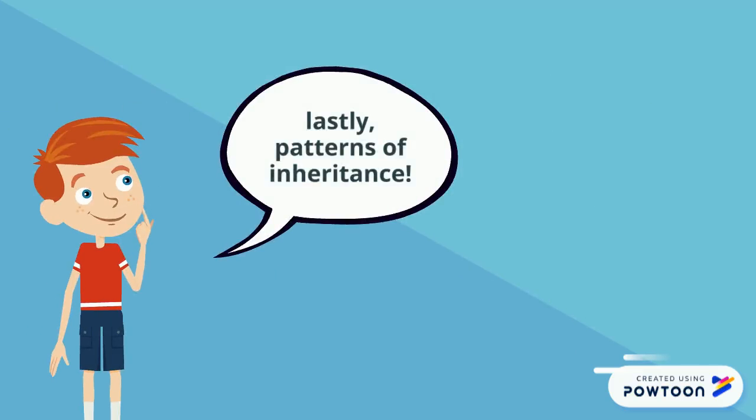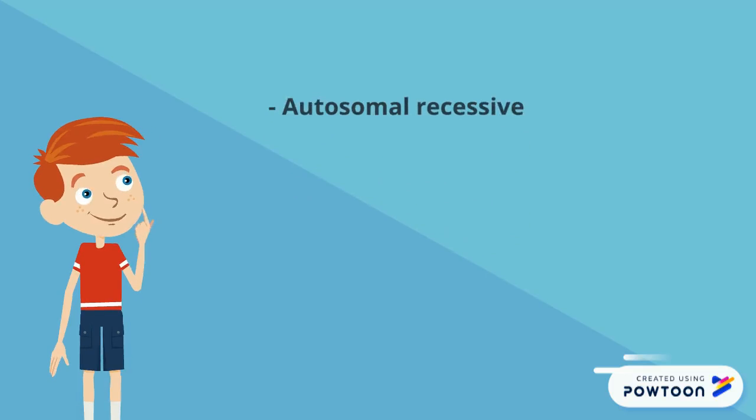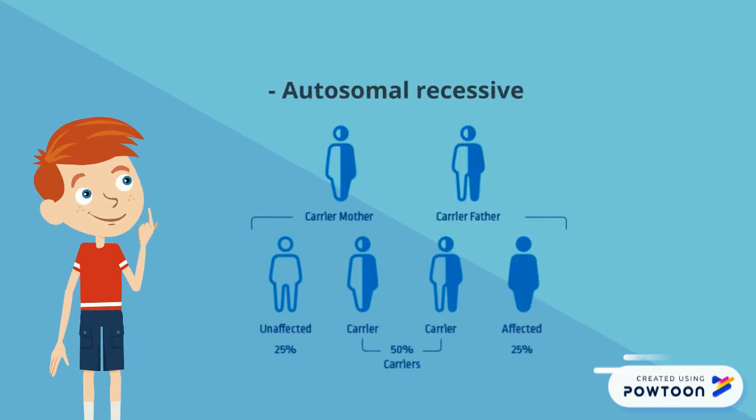The last thing we talked about was patterns of inheritance. Remember that cystic fibrosis is an autosomal recessive disease and that two carrier parents are required in order to have a child with cystic fibrosis.